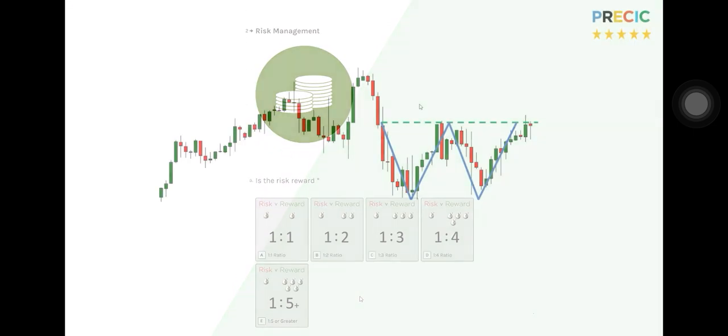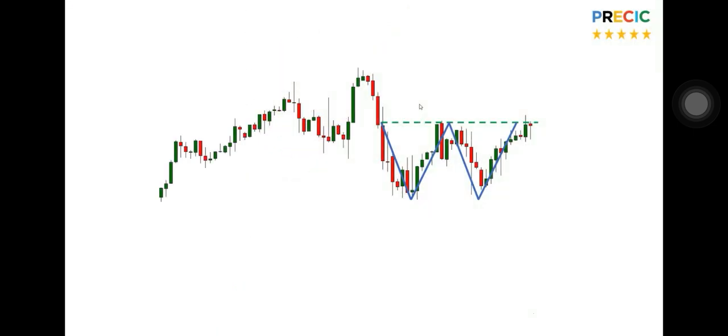The first question asks us about the risk to reward ratio on the trade that we are looking at. Because it is a double bottom, we know that the risk to reward ratio on this type of pattern is a 1-to-1, so we can select that icon.